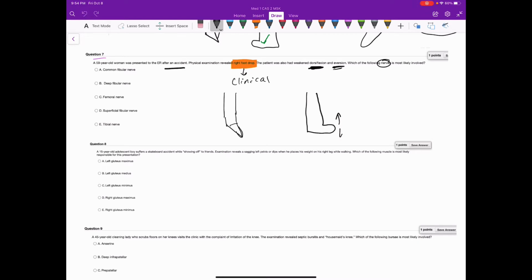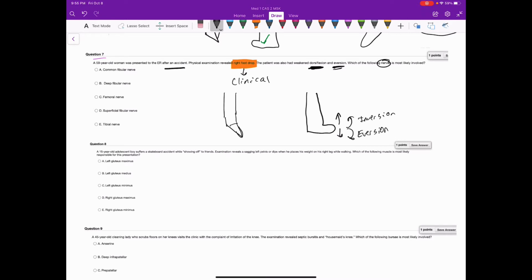Dorsiflexion. To go down, you're going to do plantar flexion. Okay, so if you're going to go inwards like that, I guess that's the best way I could draw it, that's going to be called inversion. And if you're going to go outward, so lateral, you're going to do eversion.